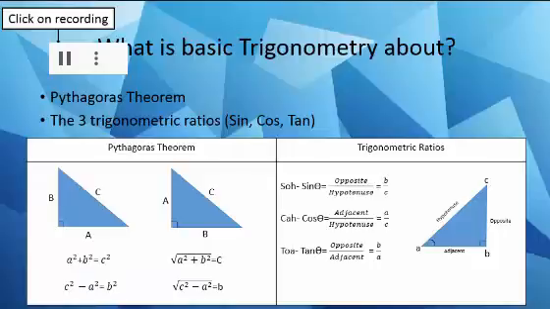Okay, first things first. What is basic trigonometry about? Well, if you look in the left-hand column here, we have Pythagoras' theorem, and over in the right-hand column we have the 3 main trigonometric ratios. Now, I did say at the start of the video that we will be doing 6, but I thought it'd be best to start off with the main 3 trig ratios, and then later on in the video tutorial we'll do all 6 of them together just to make things easier for you guys.